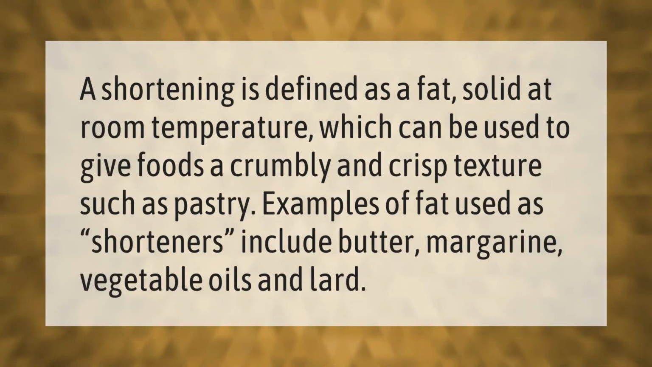A shortening is defined as a fat, solid at room temperature, which can be used to give foods a crumbly and crisp texture such as pastry. Examples of fat used as shorteners include butter, margarine, vegetable oils and lard.